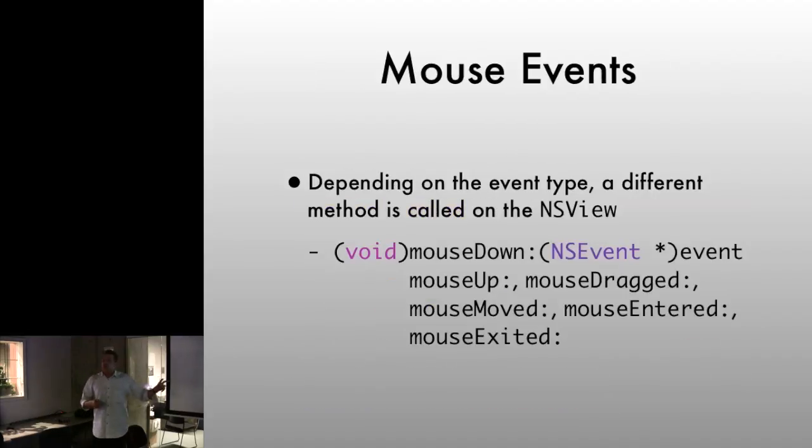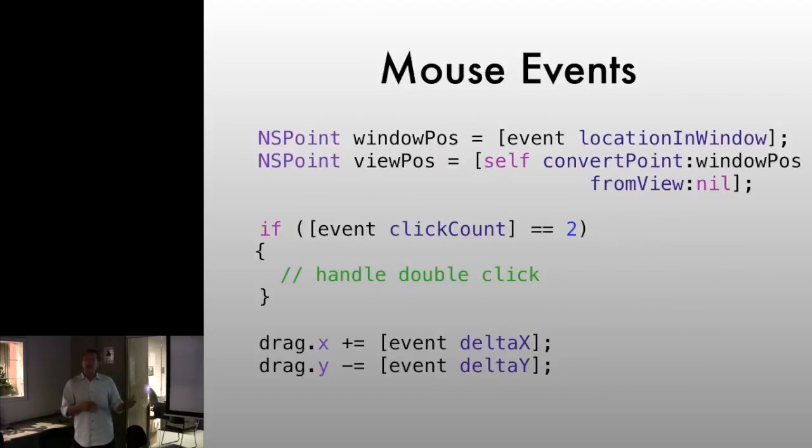So mouse events for OS X depend on the type of event. The examples when these slides were made were the mouse being down, the mouse coming up, the mouse being dragged from one location to another, the mouse just moving, the mouse entering a window, and the mouse exiting a window or a view. So here's an example of handling a mouse event.